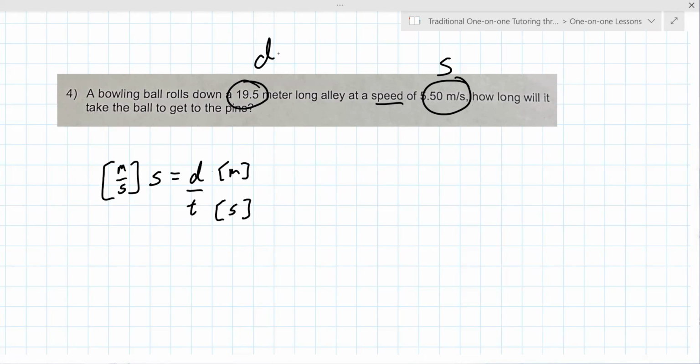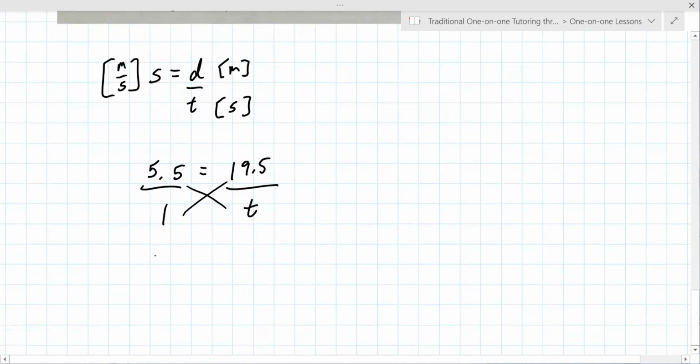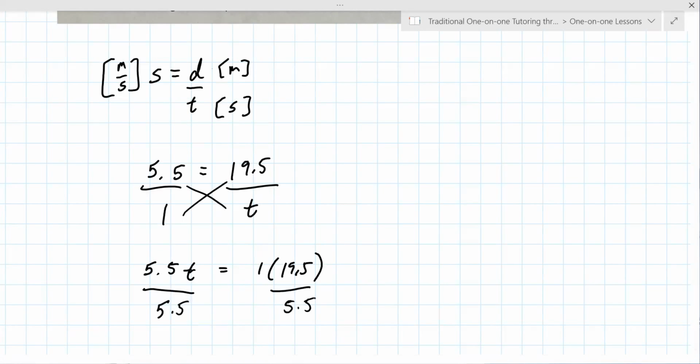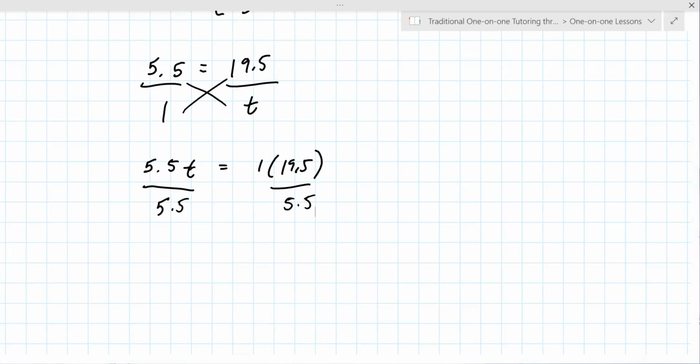Okay. So we're going to substitute these values into the equation. 5.5 equals 19.5 over T. Now, the only way to get a variable out of the denominator is to cross multiply. It's absolutely the best way. There are other ways, but they're variations on it. So you multiply diagonally: 5.5 times T equals 1 times 19.5. Now you divide both sides by 5.5. If you've got your calculator, go ahead and grab it. So I get T equals 3.55 seconds.